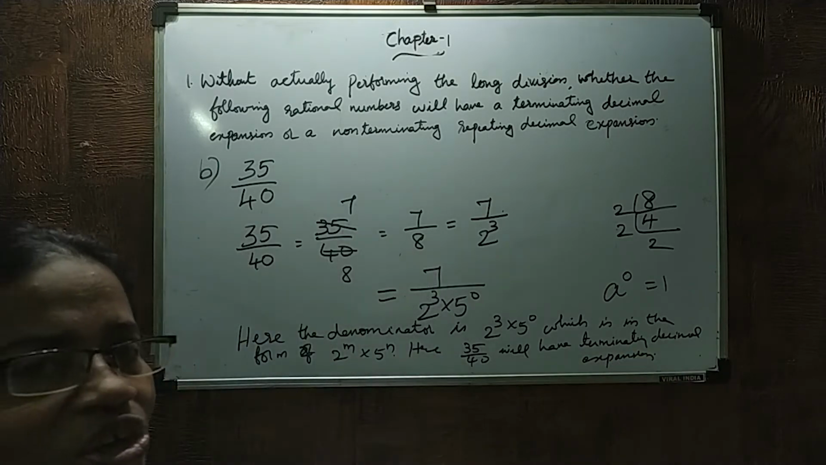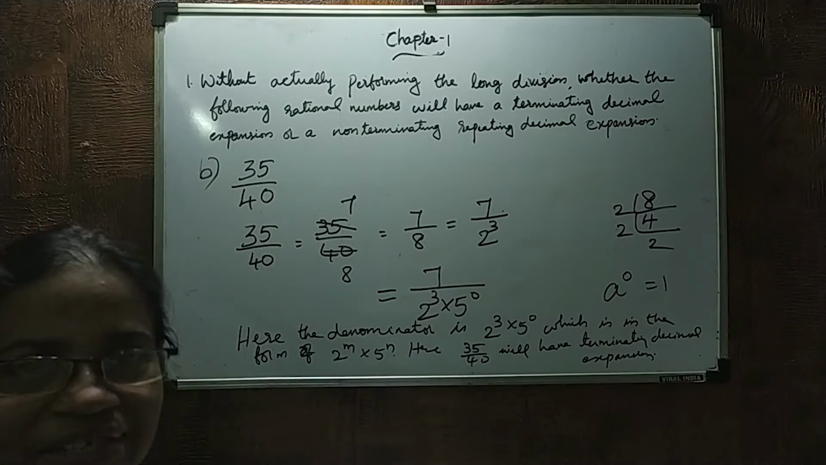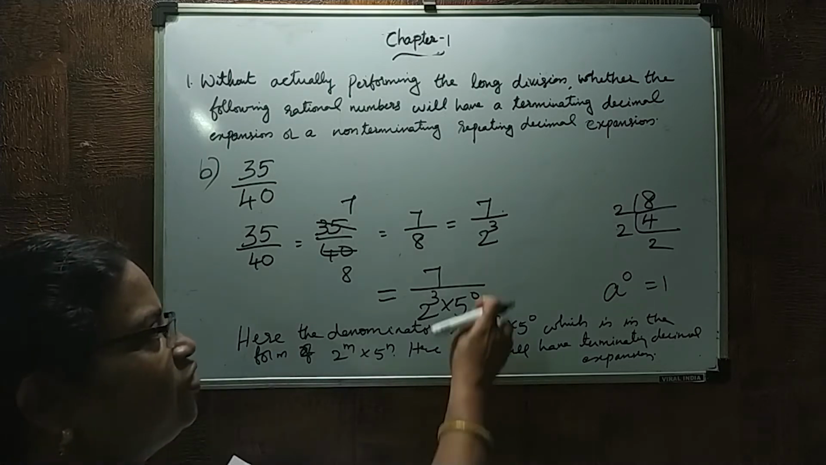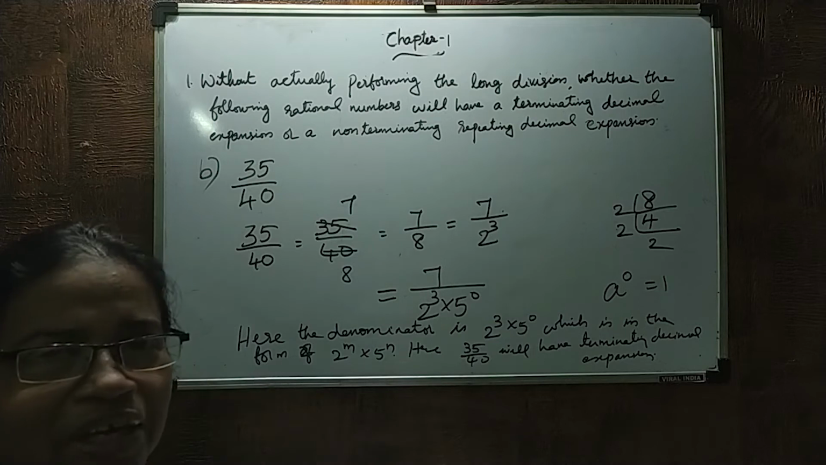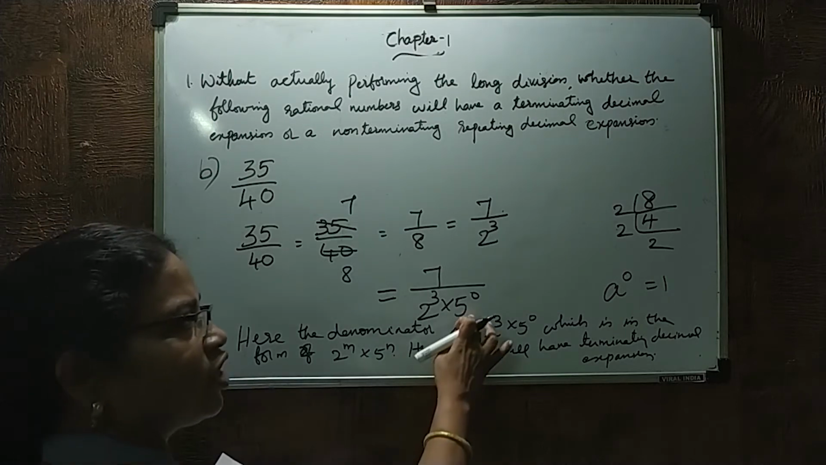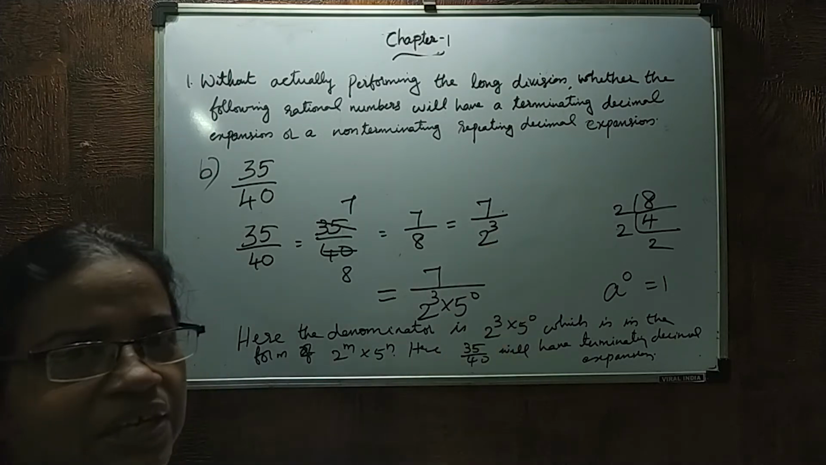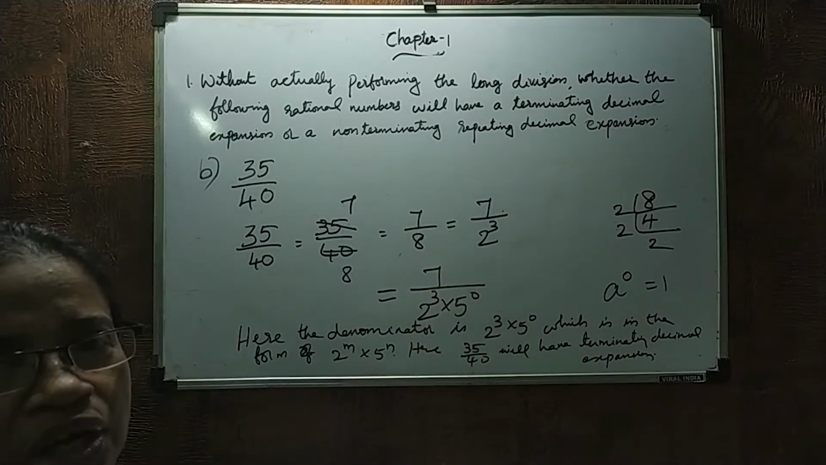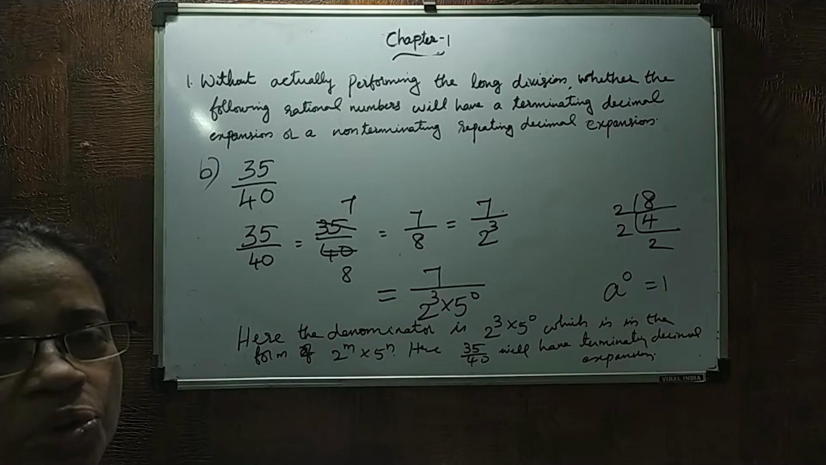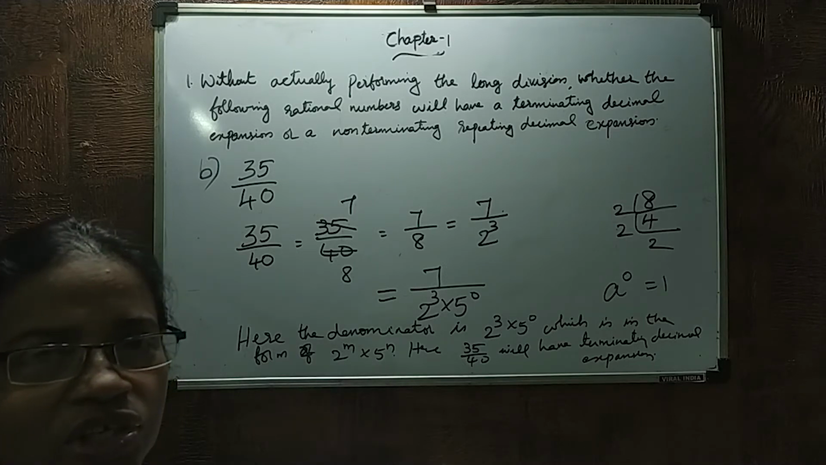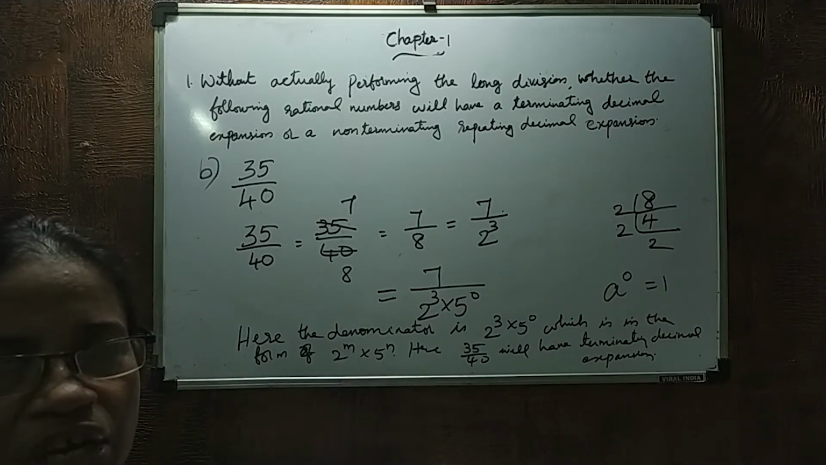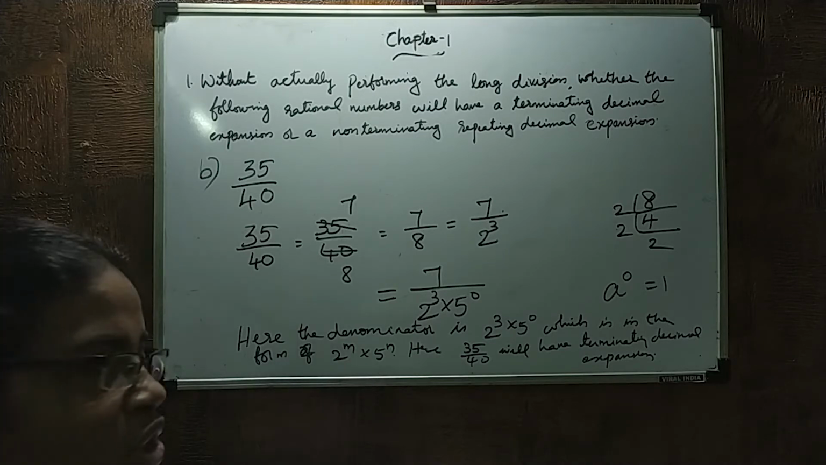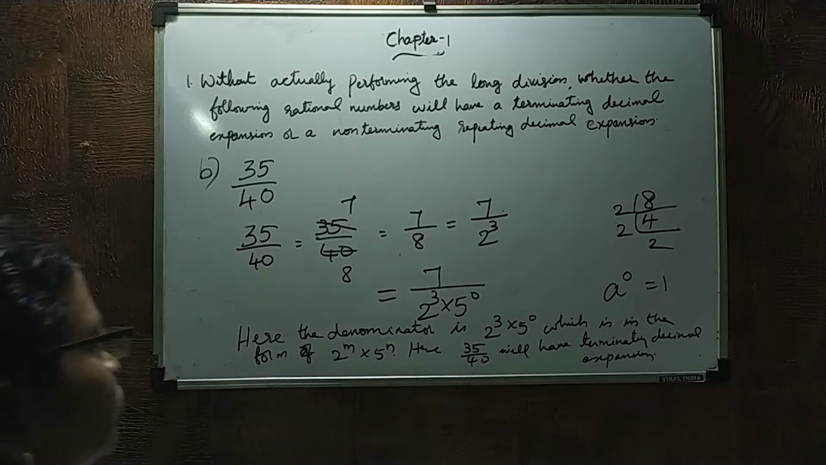So this is the thing you have to do: find out the cancellation. After the cancellation, if only 2 raised to 3 is there, make it 2 raised to 3 into 5 raised to 0, because here into 1 is there. Suppose you have got 5 raised to something and there is no 2. So what you have to do? You have to write, if suppose it is 5 raised to 8, then 5 raised to 8 into 2 raised to 0. So we will do one example also.